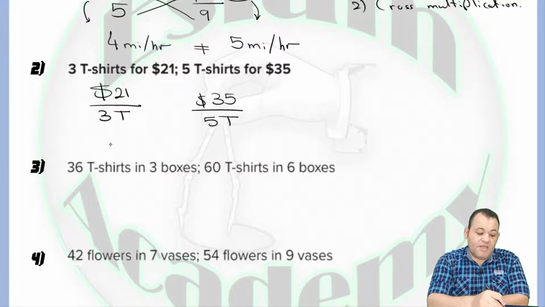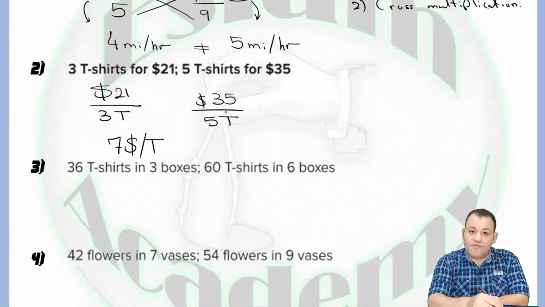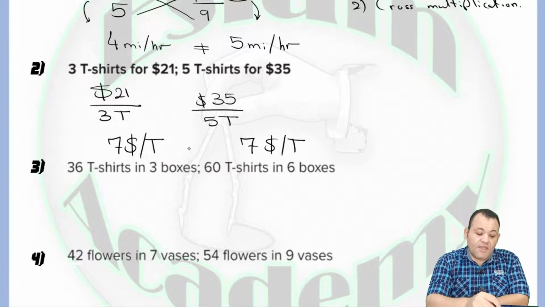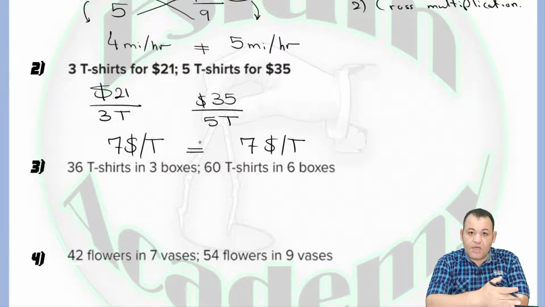21 divided by 3 equals 7, so it will be $7 for each one t-shirt. And the second one, 35 divided by 5 equals 7, so it will be $7 for each one t-shirt. You will find that the unit rate of the first one and the unit rate of the second one are the same. So we have equal ratios.